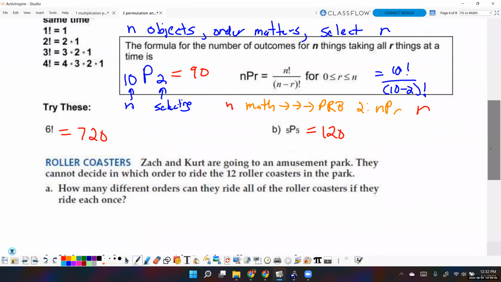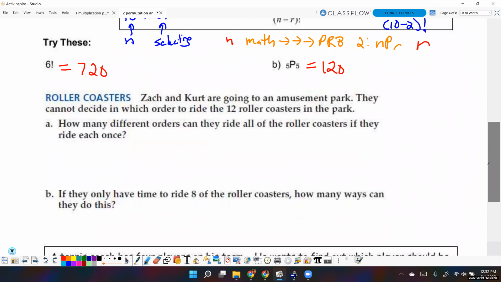Zach and Kurt are going to an amusement park. They cannot decide which order to ride the 12 roller coasters in the park. How many different orders can they ride all of the roller coasters if they ride each ride once? So basically what we're doing is arranging how many ways we can ride these 12 roller coasters. First we have 12 choices, and then 11, 10, 9, 8, 7, 6, 5, 4, 3, 2, 1. So this is 12 factorial.